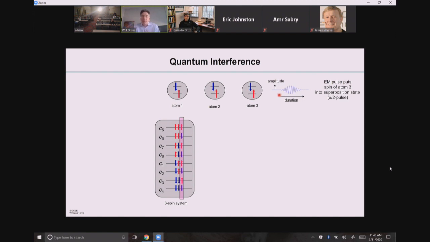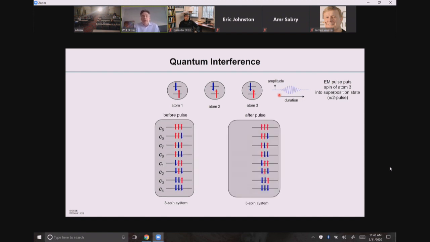It rotates the state 90 degrees. So we're going to do before and after again. And now let me take these one at a time. We're going to say that a spin up rotates 90 degrees, which brings it down to the equator. And we're going to associate that direction with a plus sign.